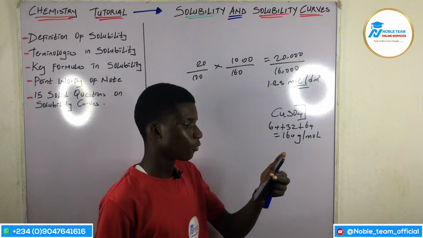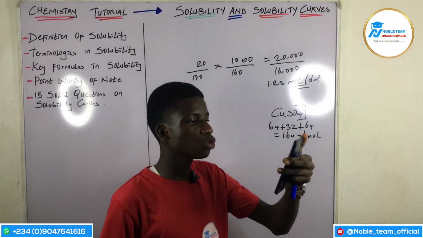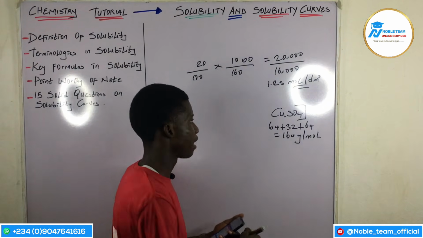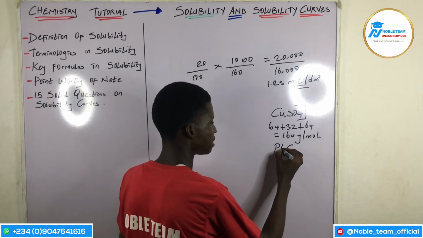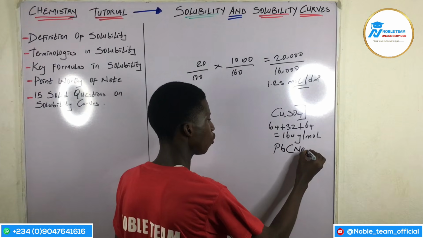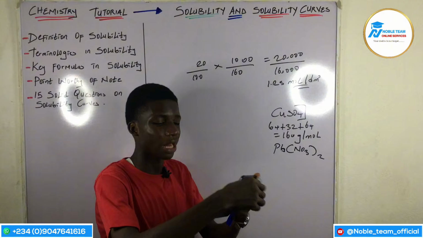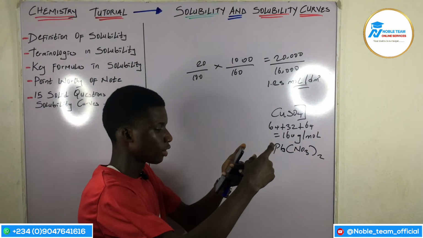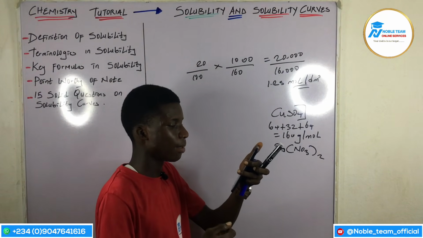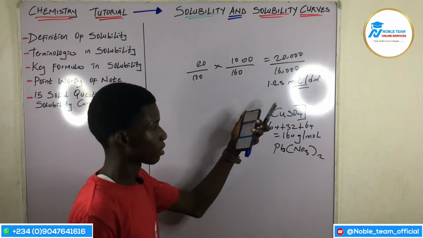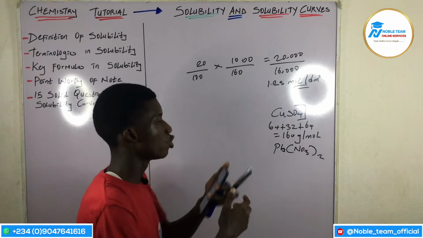Now this question, first and foremost, I want us to get the molar mass of this compound, lead(II) trioxonitrate(V). This is Pb(NO3)2, which is lead(II) trioxonitrate(V). In this question, we are asked to calculate the solubility in mole per dm³. Now, which formula are we going to use? This particular formula that we used. Now, what is the mass of the solute? The mass of the solute is what?